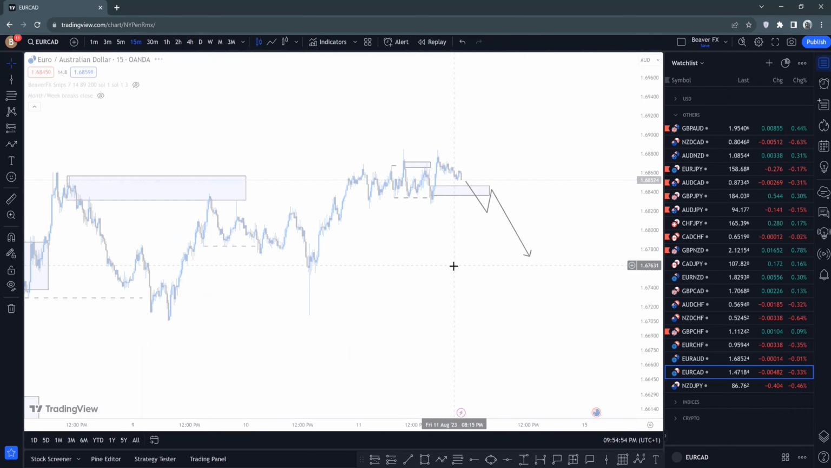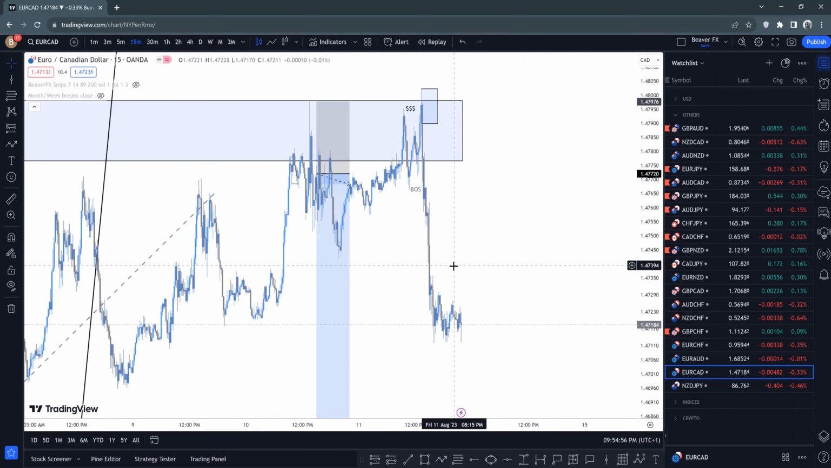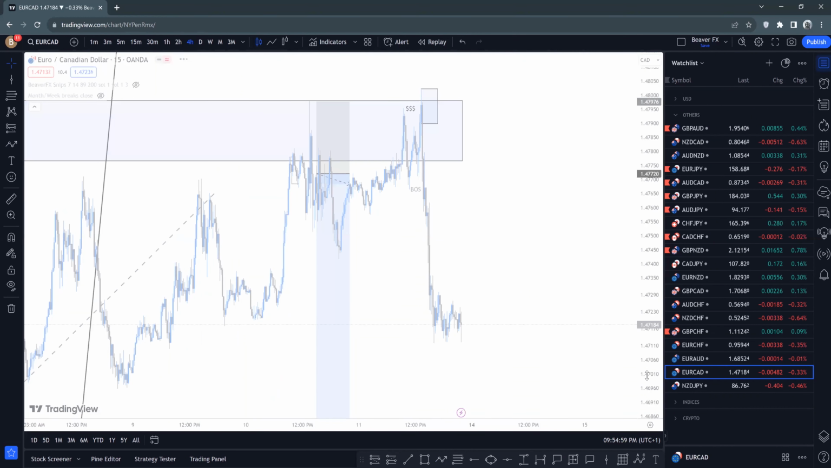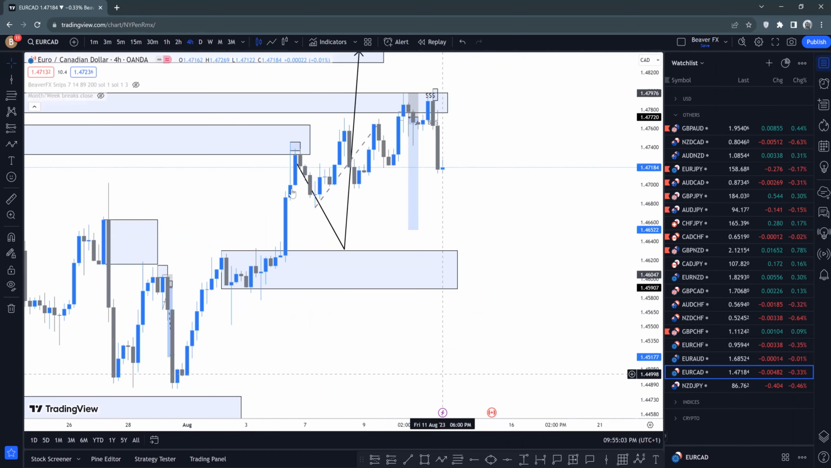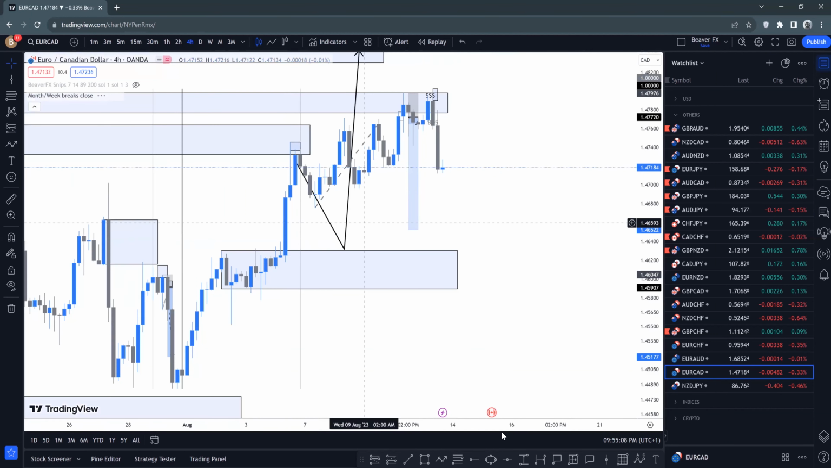But let's check Euro CAD. So for Euro CAD, let's check where we started the week. I think it was around here, considering this line I drew here. So as you can see, this was where we started the week.